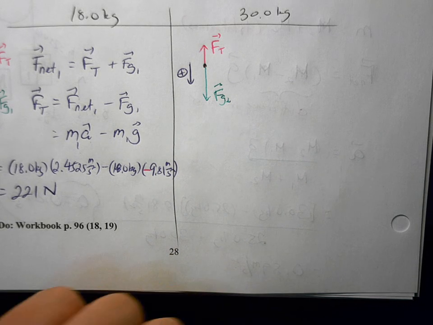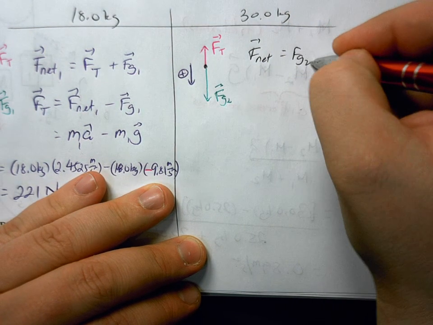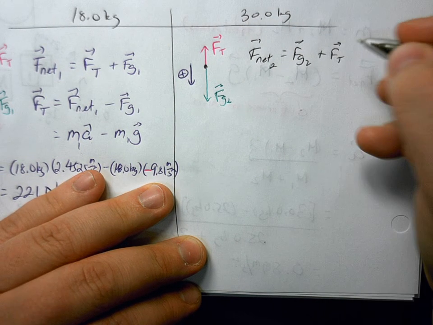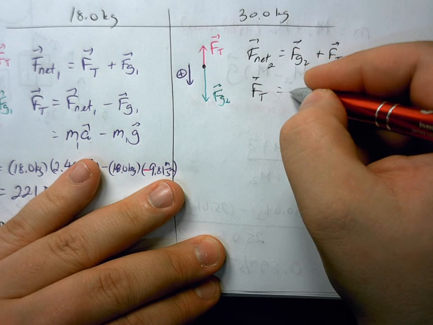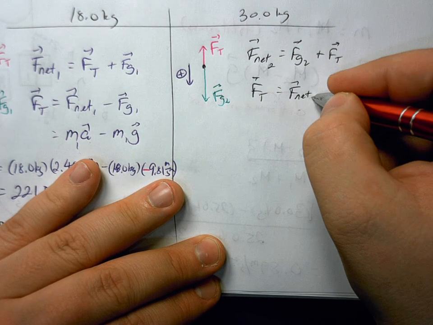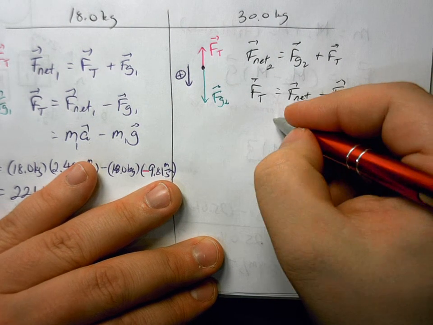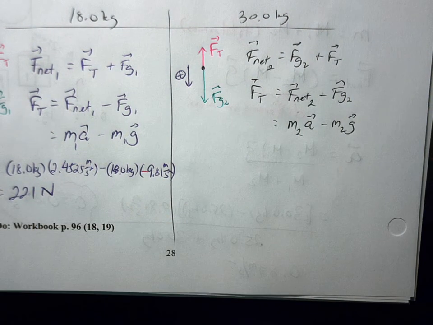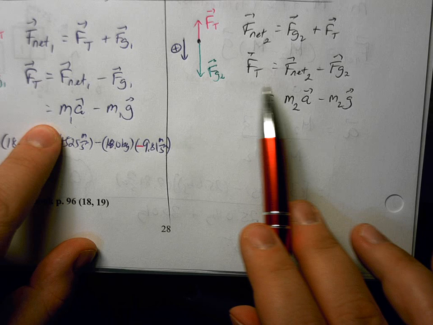So the net force statement, I can still say the net force on block 2 is the force of gravity on block 2 plus that force of tension. We're still solving for the force of tension, so the force of tension is going to be this net force on block 2 minus this force of gravity on block 2, or again, M2A minus M2G. It looks deceptively similar to that of the 18 kilogram block, with just M1 switched with M2.